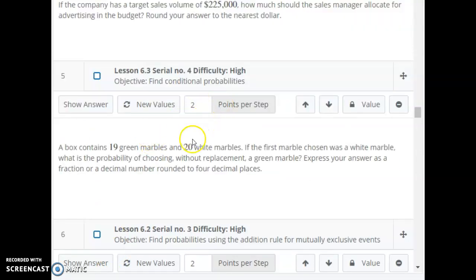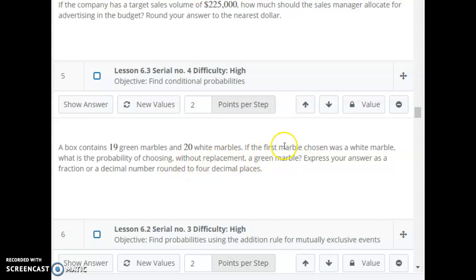So conditional probabilities can be a little bit tricky at first, just because you have to be clear on what they're asking. So here we have 19 green marbles, 20 white marbles. It says if the first marble chosen was a white marble. Now you might instantly think, okay, the chance of choosing a white marble would be 20 divided by 19 plus 20, or 20 over 39, and that's correct, but that has nothing to do with what they're asking. That part has already taken place here. This has already been chosen. What they want to know is, what's the chance that you would now choose a green marble?